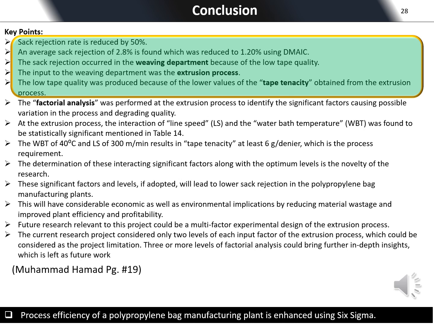In conclusion, the process efficiency of a polypropylene bag manufacturing plant is enhanced by using Six Sigma.